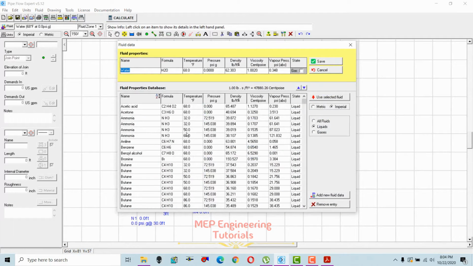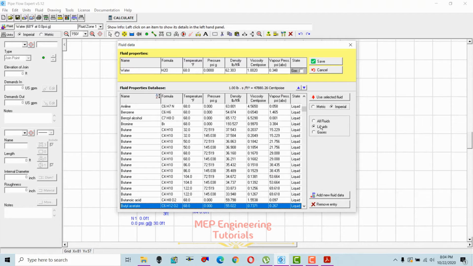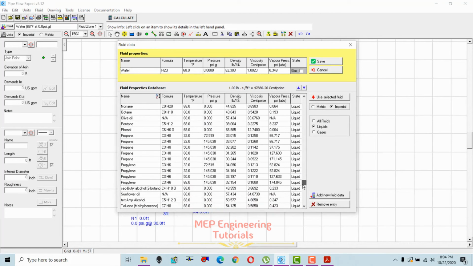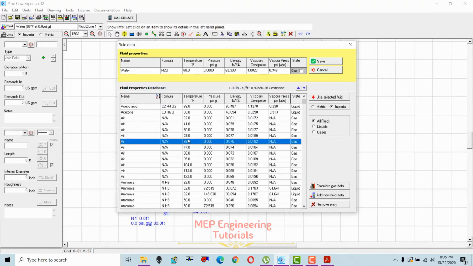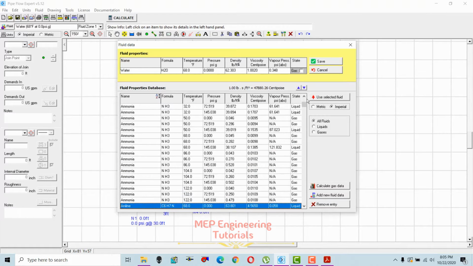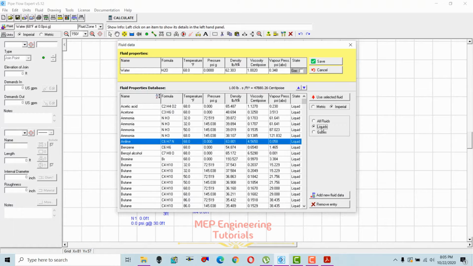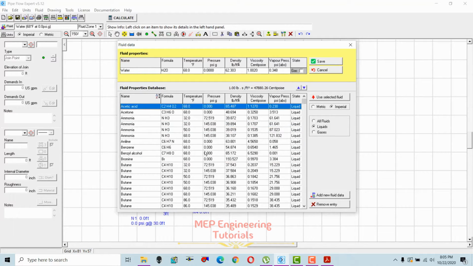You can see that a lot of fluids are available in here, like ammonia, butane, and propane, water. By just clicking the all fluid, it will show the gases also in here, all the gases, everything in there. If you just click the liquids, it will give you only liquids in here. So you can see that we have selected water, 68 degrees Fahrenheit temperature. So by default we have selected the water.